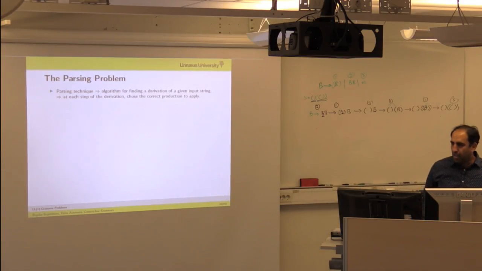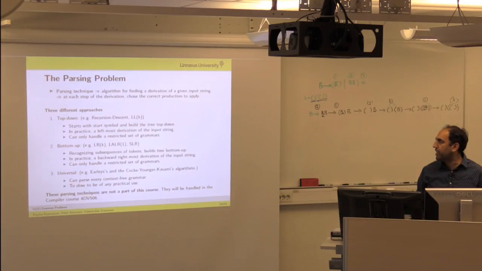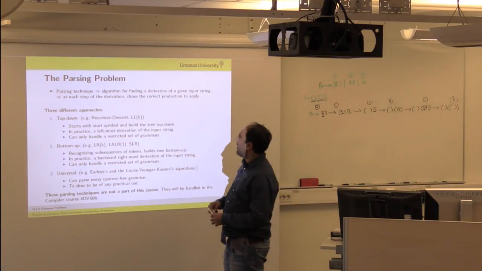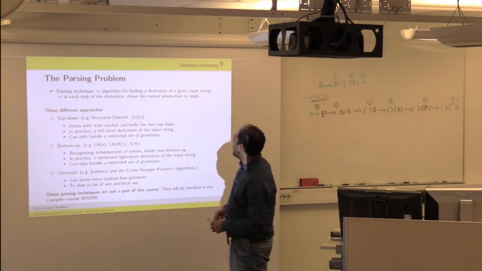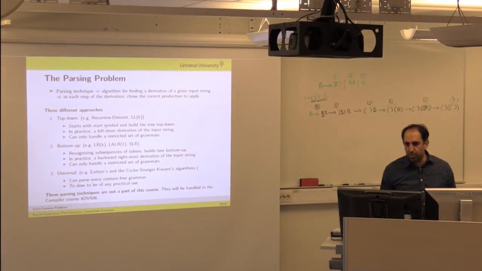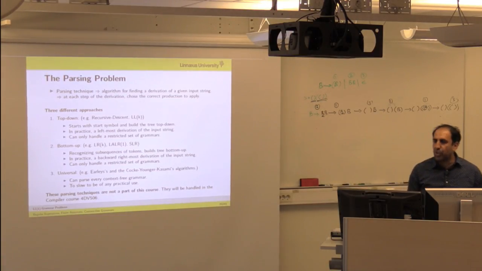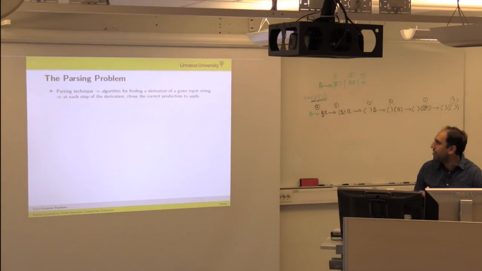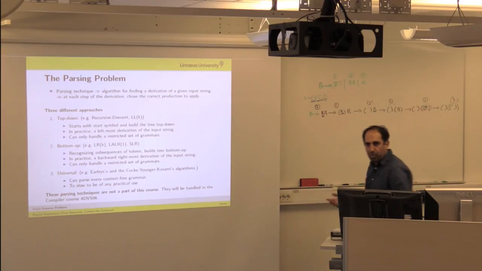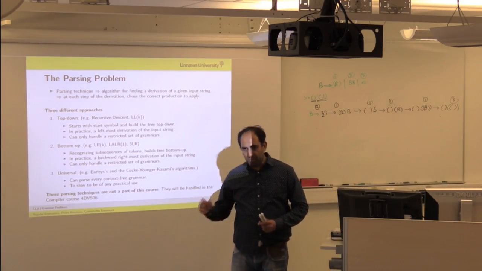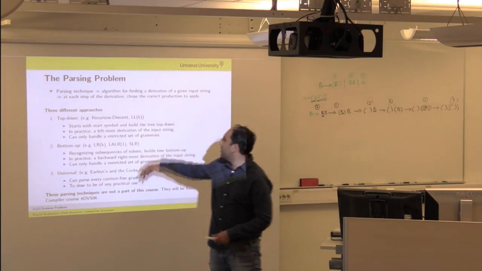Okay. Then we have a parsing problem, and we have a number of different techniques. The parsing technique is an algorithm for finding a derivation of a given input, and at each step of the derivation, choosing the correct production to apply. So you have already done this. Basically, you need to define an algorithm for this. The important thing is that you need to start with the right step, and at each step you pick a correct rule.